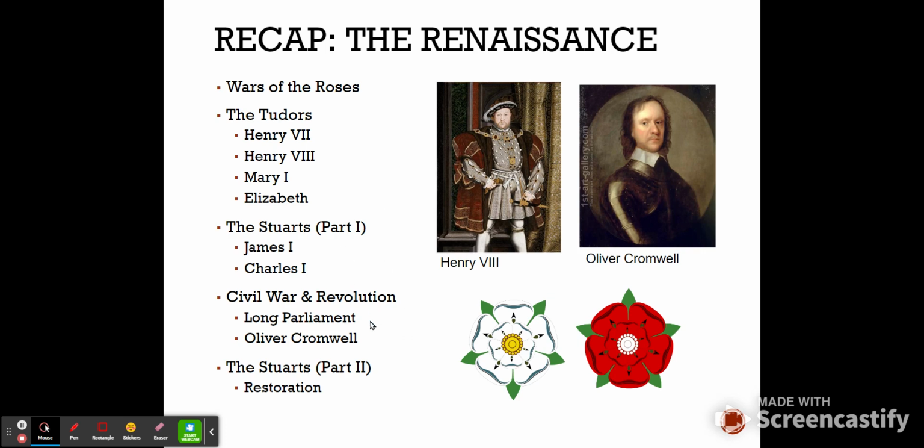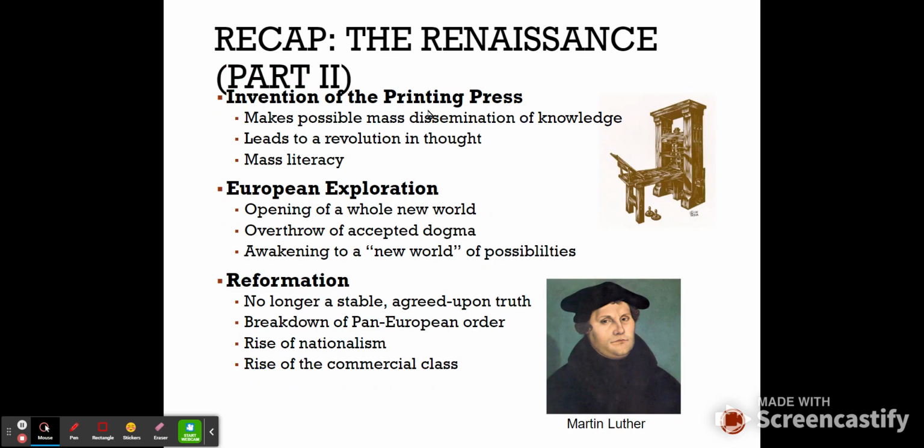So, a couple things that are important to remember during this time is there's some major inventions during the Renaissance, the printing press, and there's also the huge opening of the New World and European exploration, which both of those really shake up a lot of accepted ideas and ideals at the time and awaken a new world of possibilities, whether it's mass literacy through the printing press or the New World for European settlement and all that took place with that.